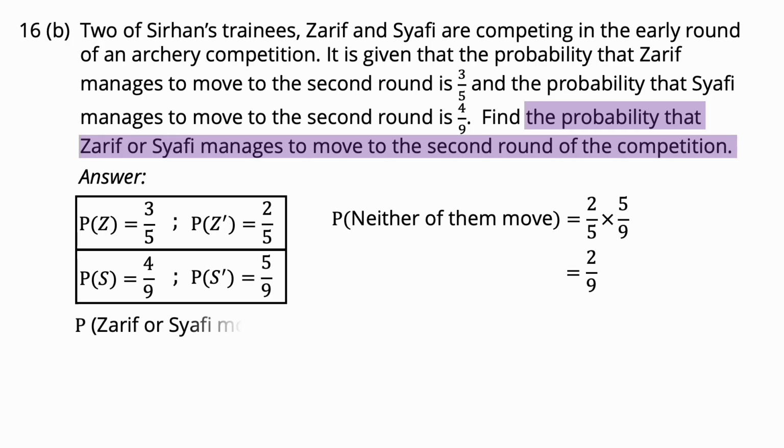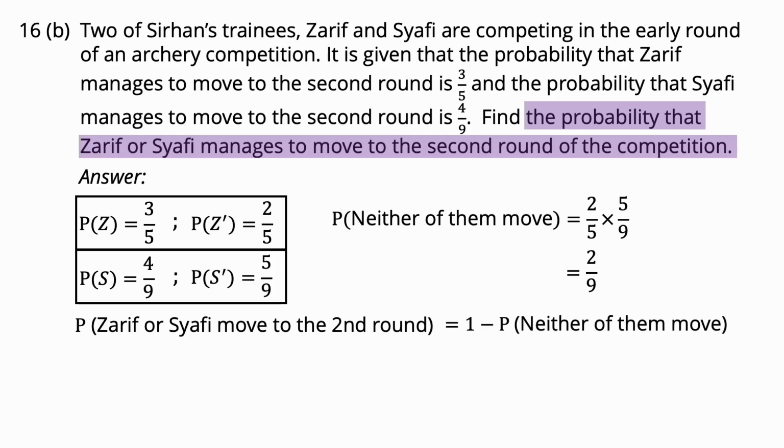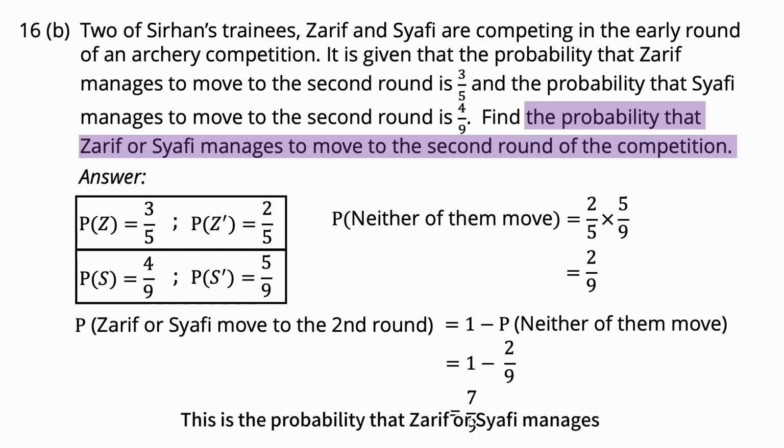So, the probability that Zarif or Shafi move to the second round is 1 minus the probability that neither of them move. 1 minus 2/9 equals 7/9. This is the probability that Zarif or Shafi manages to move to the second round of the competition.